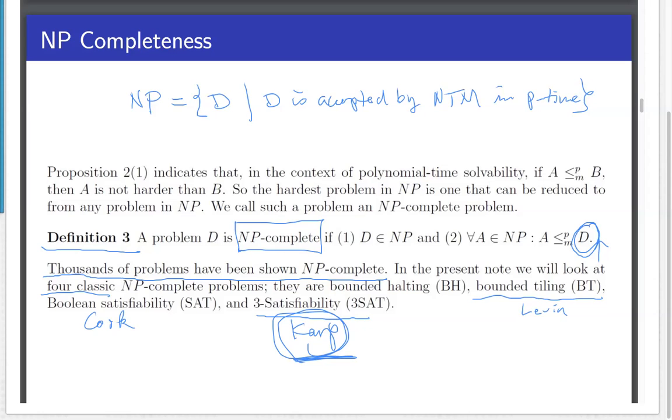Both Cook and Karp were awarded the Turing Award in different years. The Turing Award is the most prestigious award in computer science, sort of like a Nobel Prize kind of thing. Levin should be given one, but Levin was in Russia at that time, so he didn't get it. Now he is at BU, still teaching, and Karp is at UC Berkeley. I'm not sure whether he's retired or not, and Cook is in Toronto.